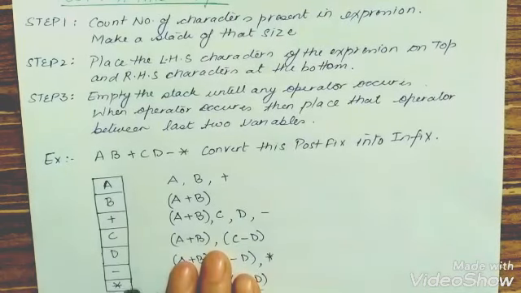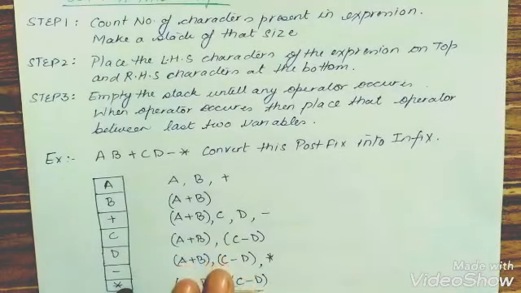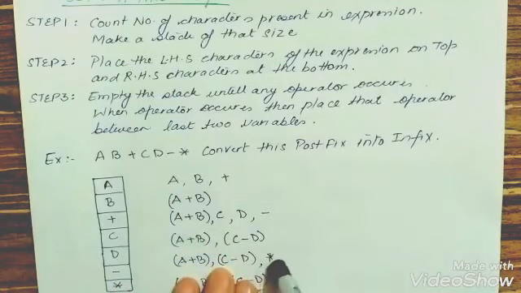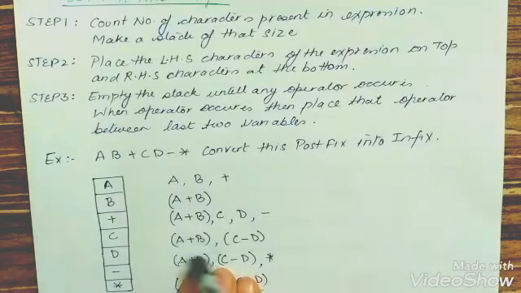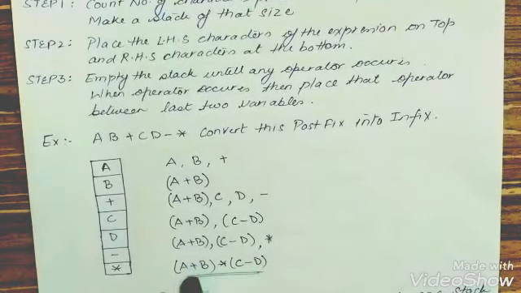Fine. So now in the stack, we are just left with the multiplication. So we have taken this out in the next step. So we pop until an operator occurs. So multiplication is an operator. It has occurred, so it will be placed between the last 2 variables. As we have placed all these things in brackets, this is a single term and this is another term. So this multiplication will be placed in between these 2. So this is our expression which we get: A plus B into C minus D. Fine. So this is how we do our postfix into infix.